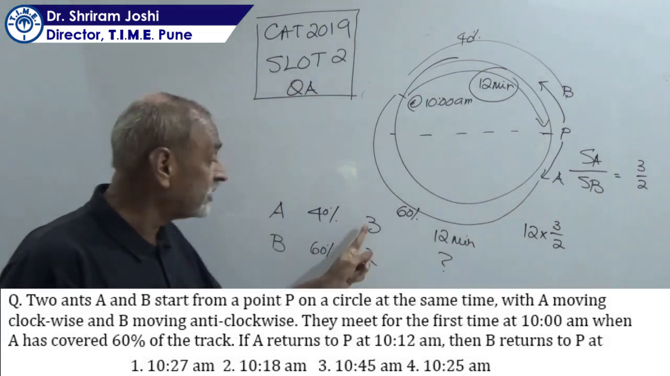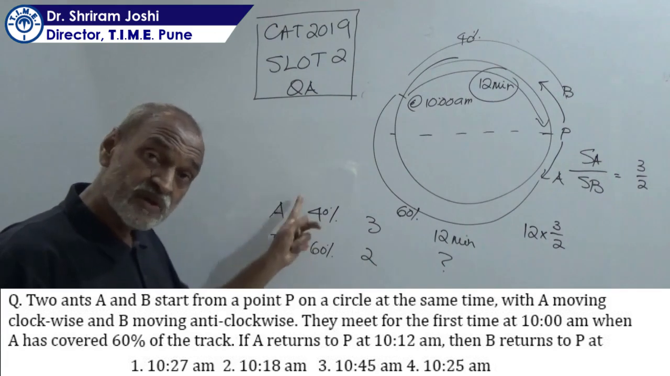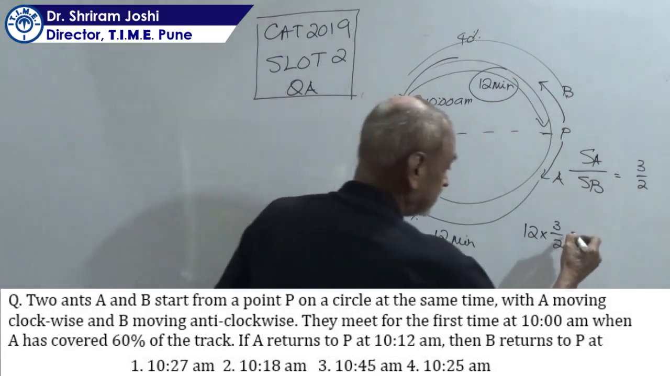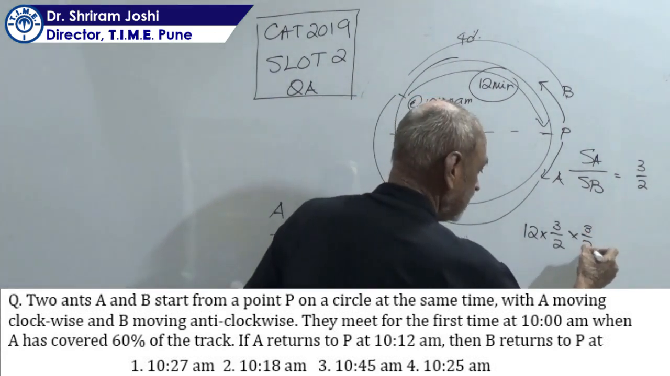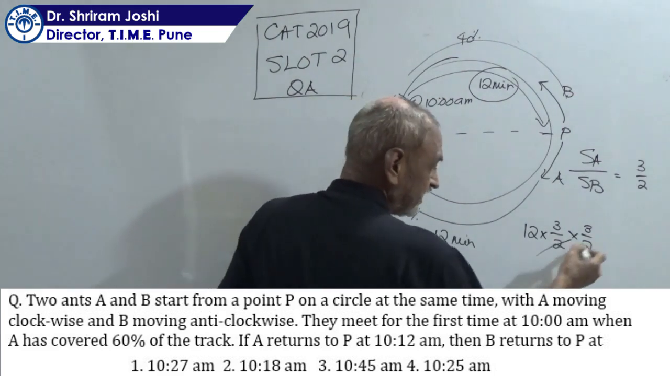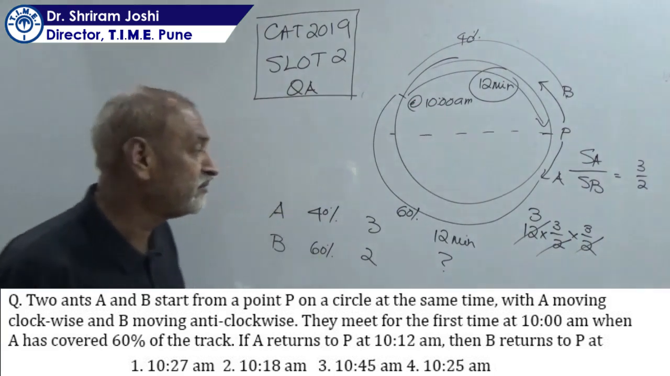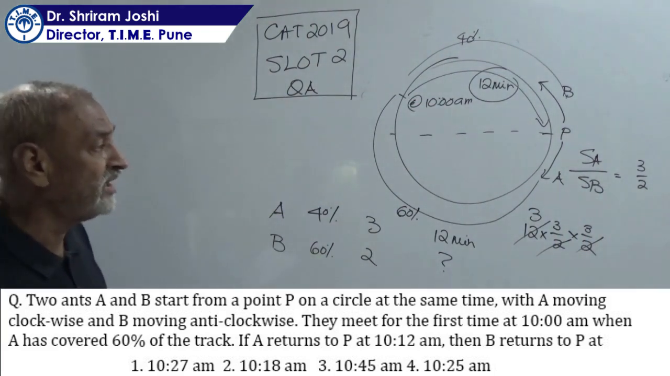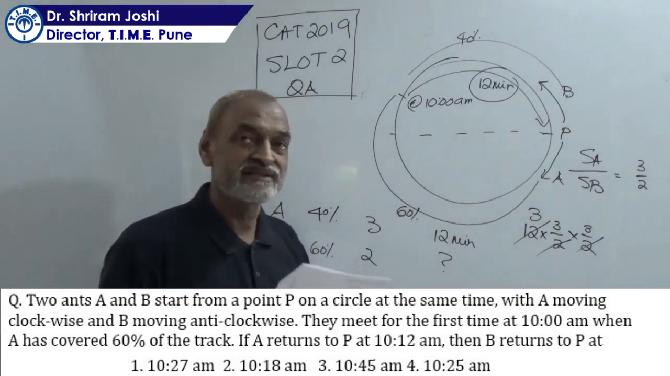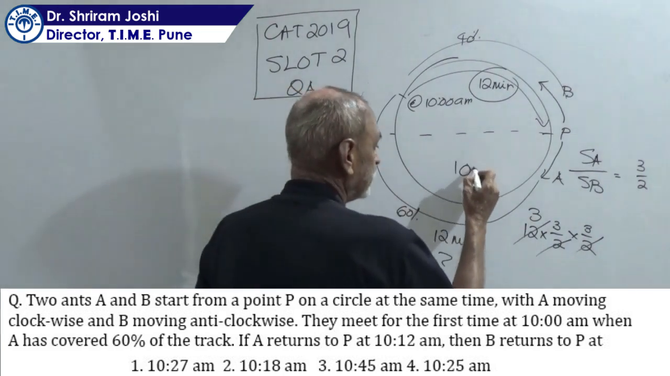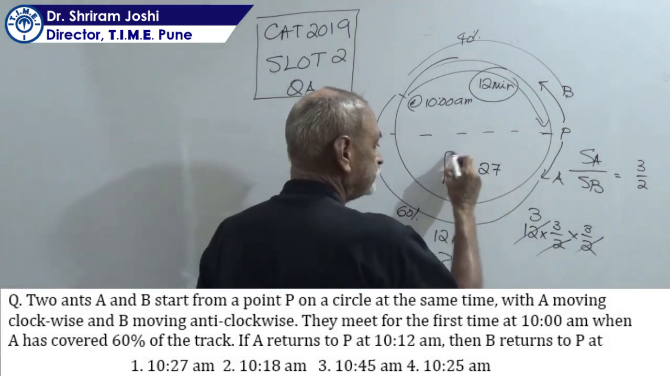But B has to cover a distance which is 1.5 times. So again, we have to multiply this. How difficult can this be? 27 minutes. So B will reach point B at 10:27.